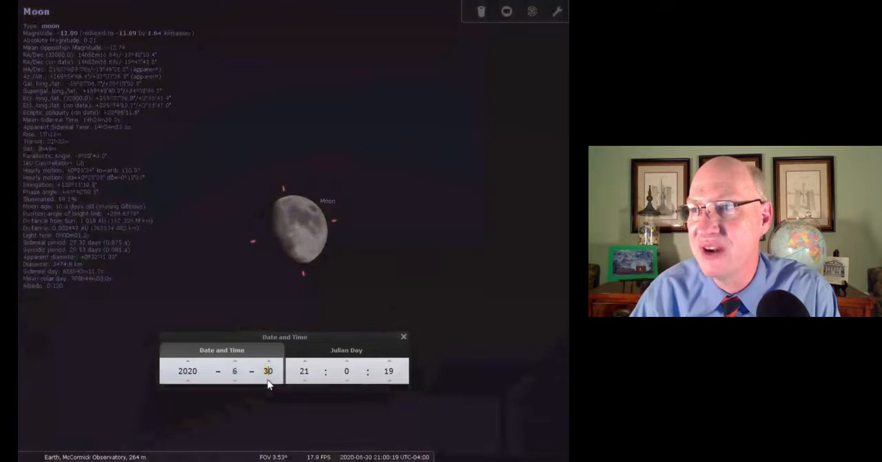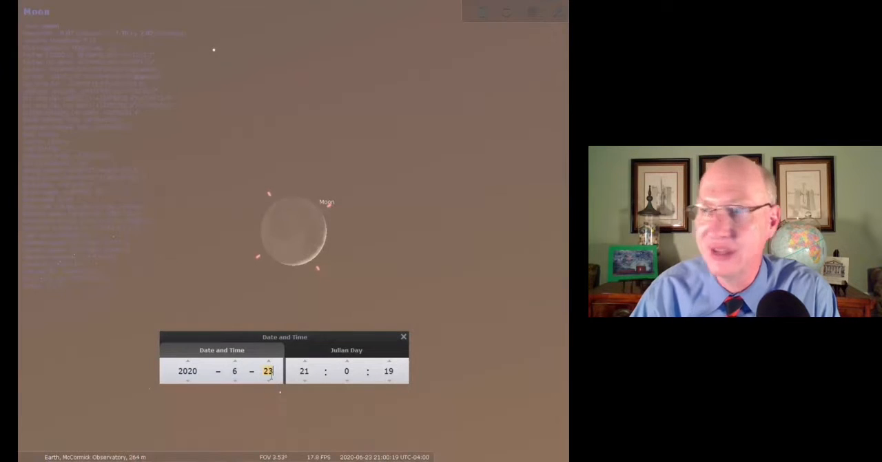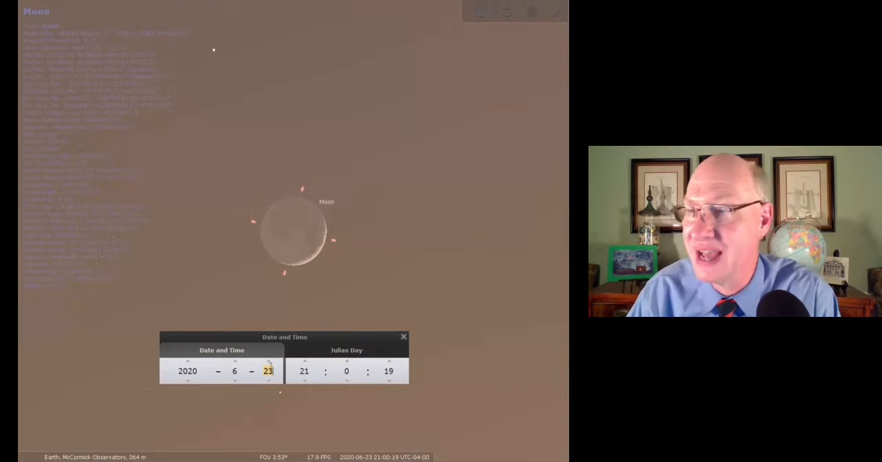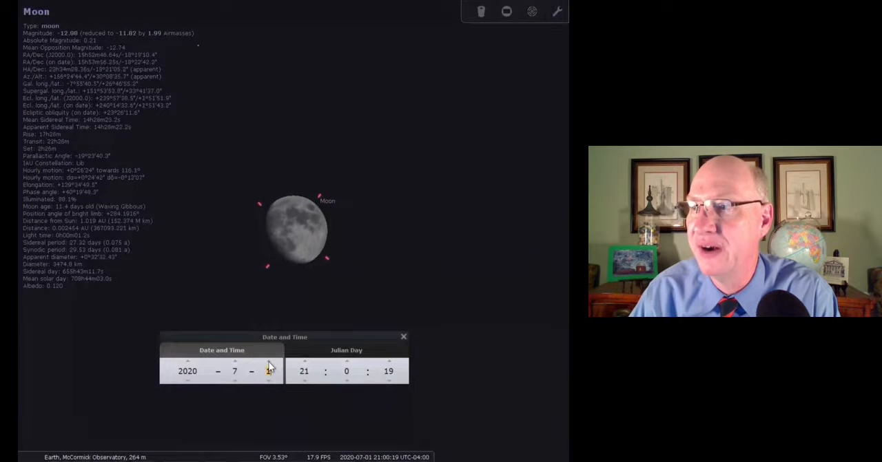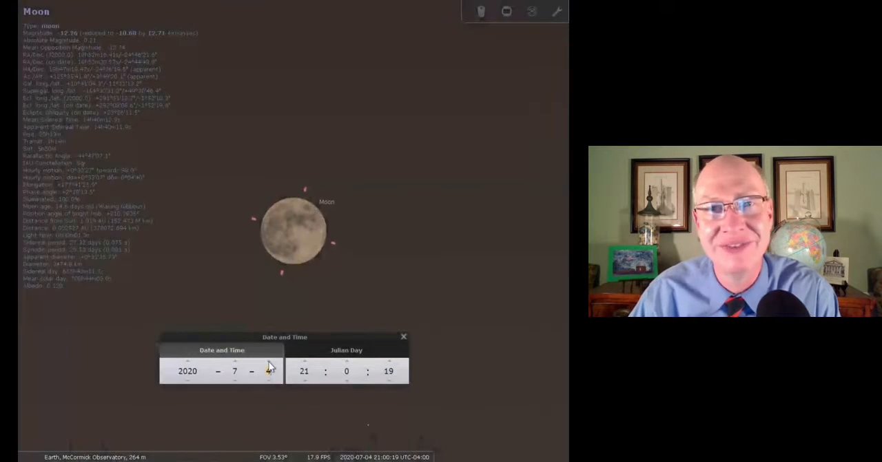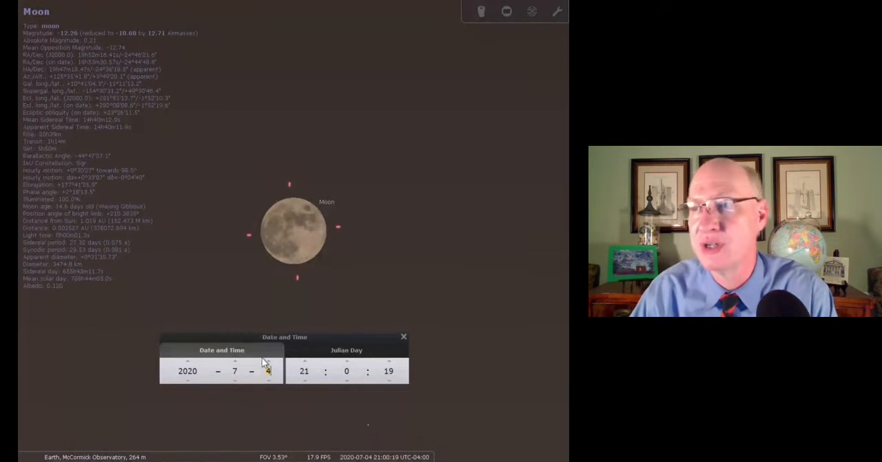You saw that night after night, it was growing larger and larger. One of the nice things about Stellarium is I can just click the down arrow and go backwards in time. So as the days go on, the moon is waxing. It is getting bigger and bigger in our evening sky. That's the first thing I want you to notice.